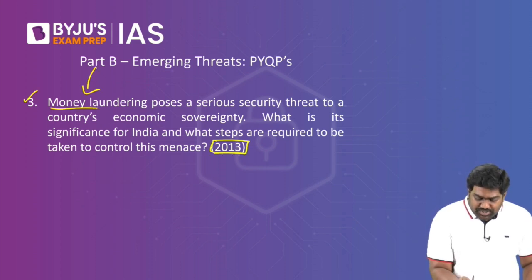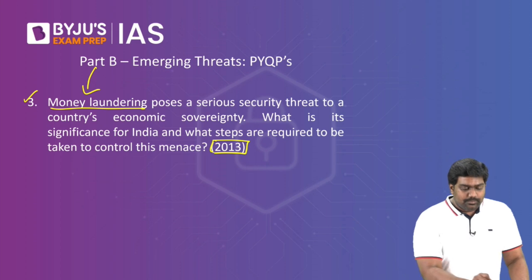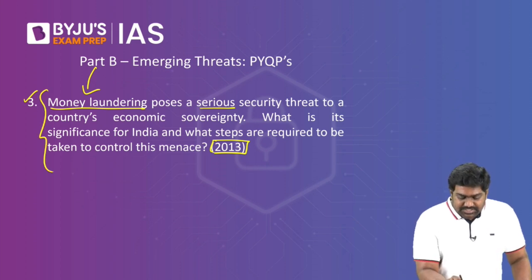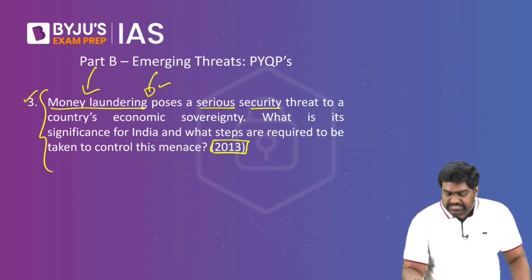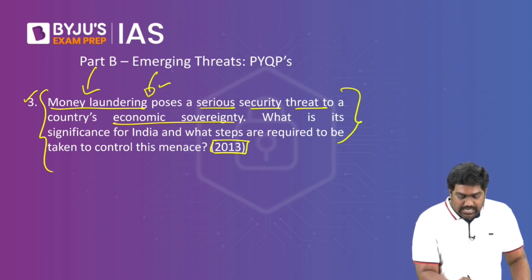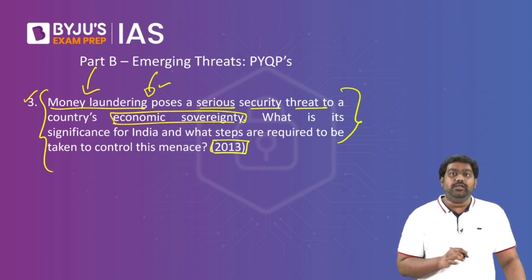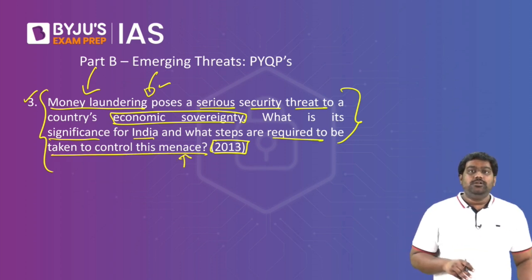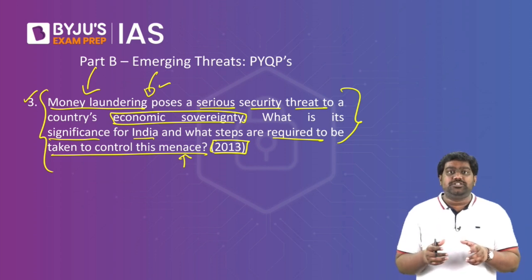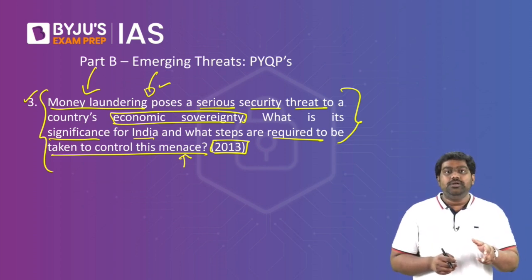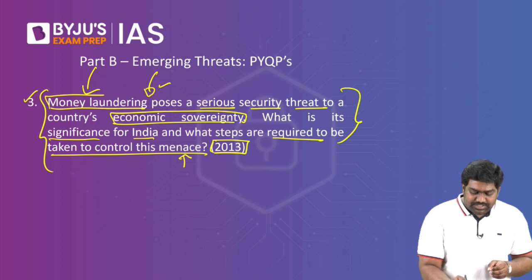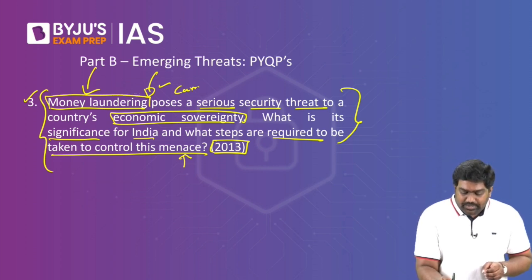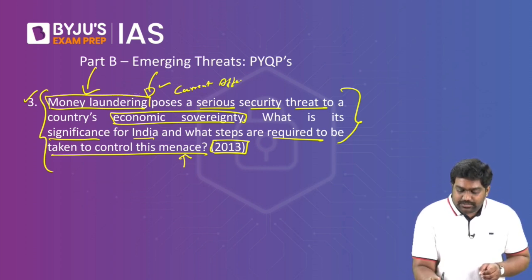It was a direct question on money laundering. Basically, what was asked is the basic definition of money laundering and how it threatens our economic sovereignty and national security, and what measures need to be taken to counter the threat created by money laundering. So all these are simple, straightforward questions based on recent developments. So you just need to know the basics and be thorough with recent developments.